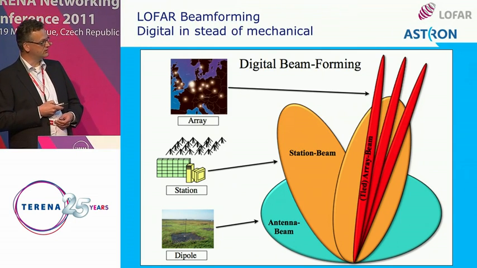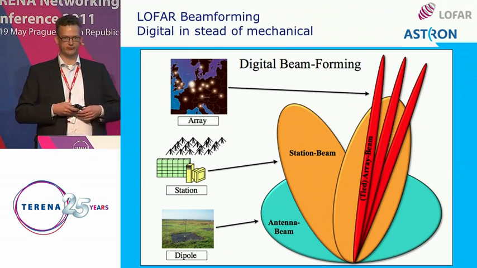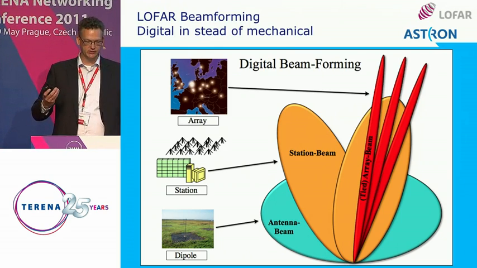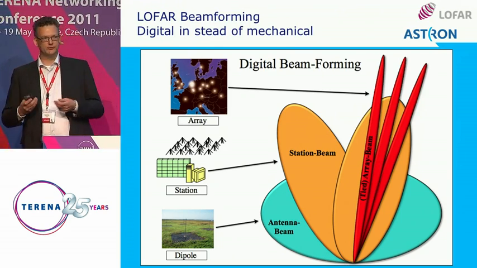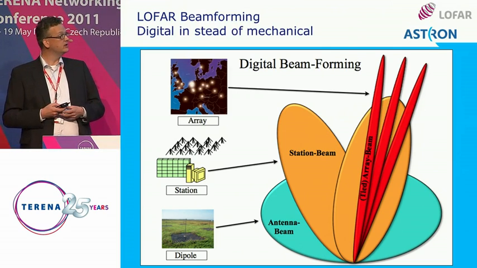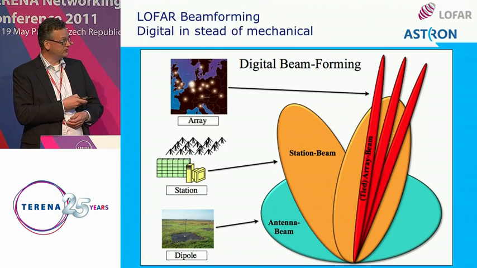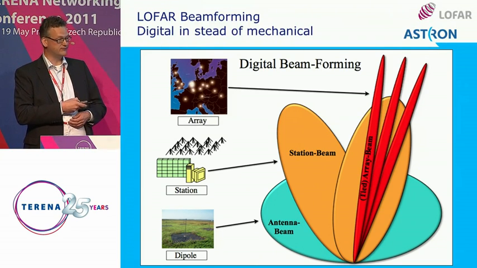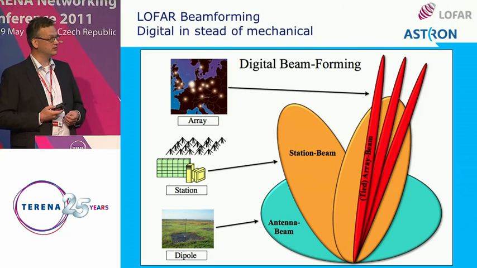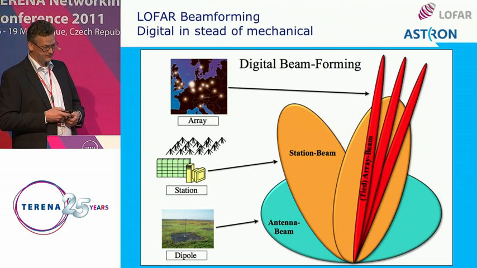I already mentioned that the antennas for LOFAR, the dipoles, are very simple. They're basically electric wires, and they sense almost all of the radio waves coming in from the sky, any visible part of the sky. So the antenna beam, the part of the sky that the antenna sees, is very wide. It's almost half a sphere.